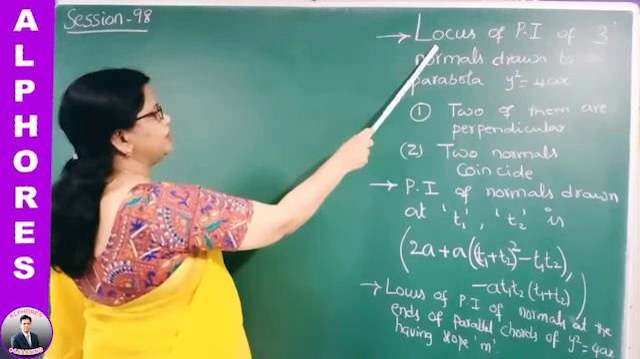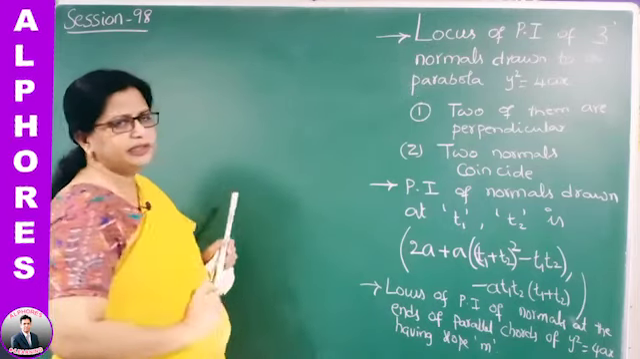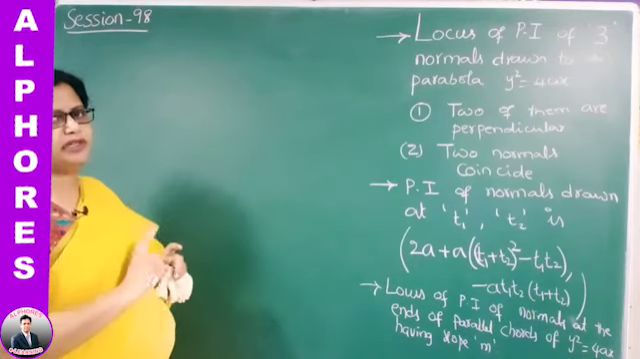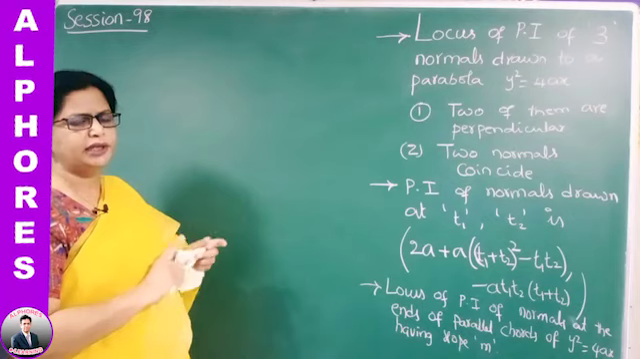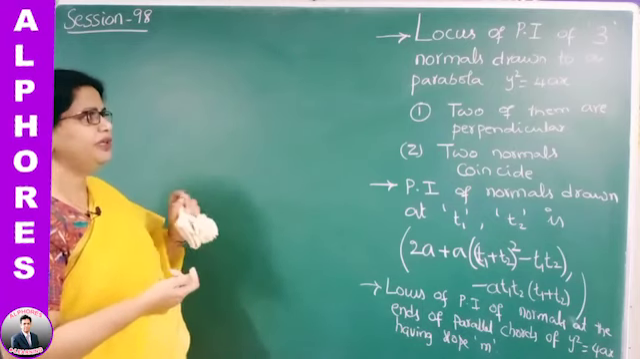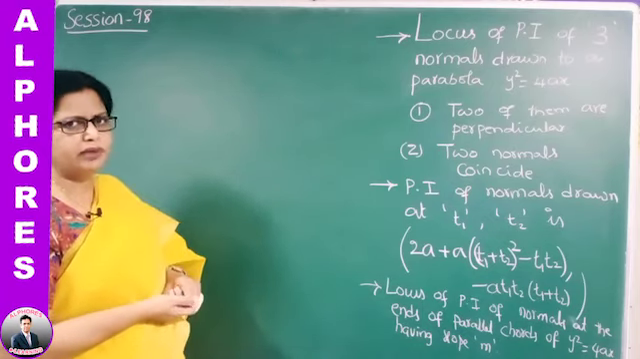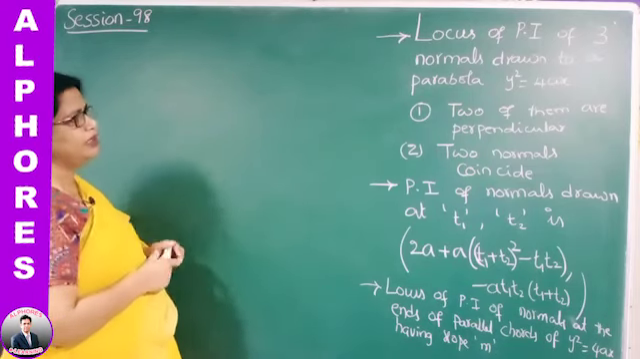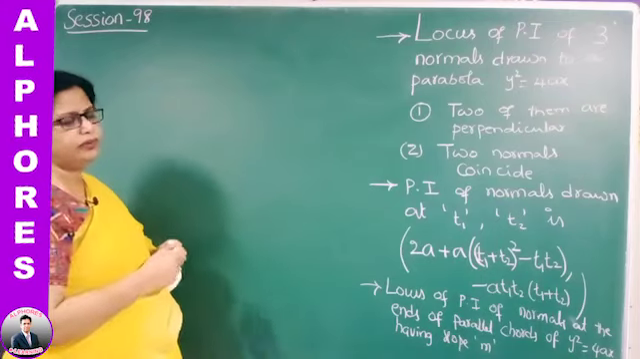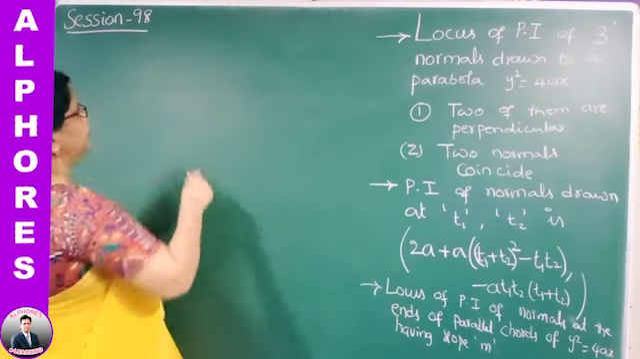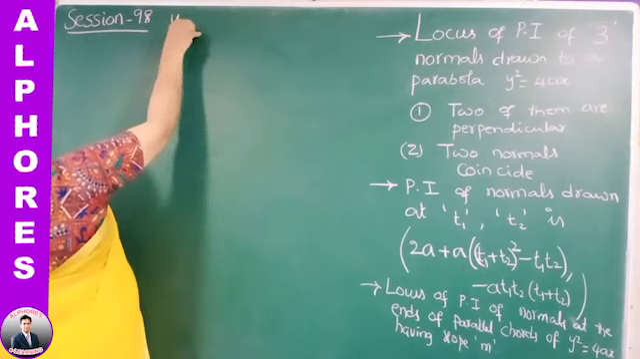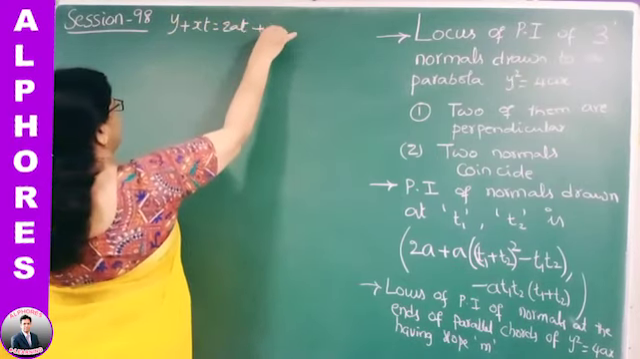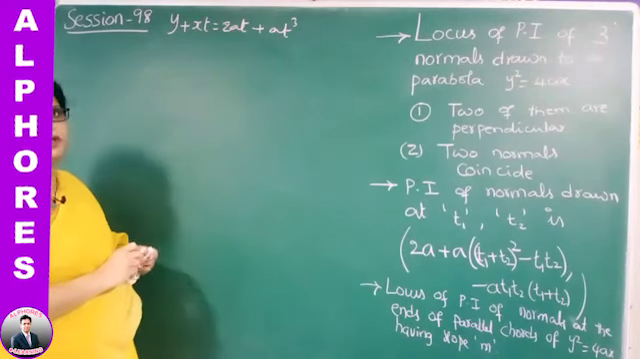Whenever a problem is given on the locus of the point of intersection of three normals, recall that we observed earlier the two tangents, because to a parabola from an outside point we can draw two tangents. Therefore we observed the locus of the point of intersection of tangents under different conditions. Now this is based on normals. So what is the equation of the normal to this parabola? It is y plus xt equals 2at plus at cubed. This is our equation of the normal.